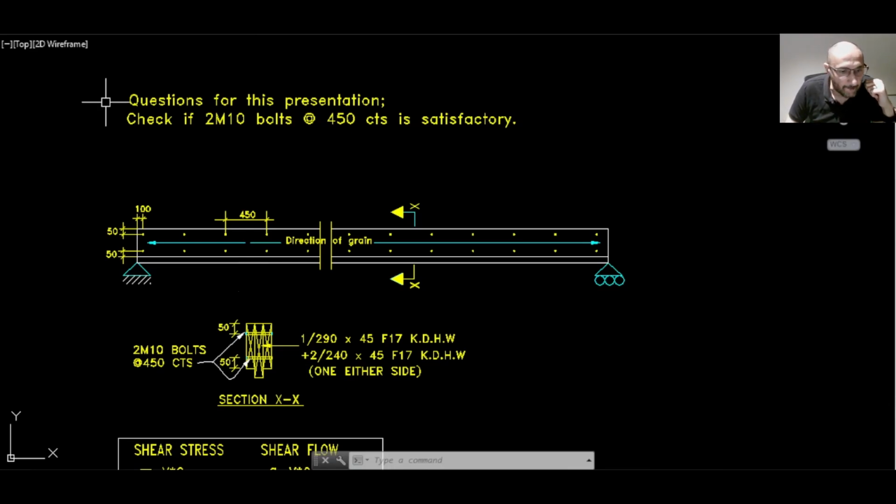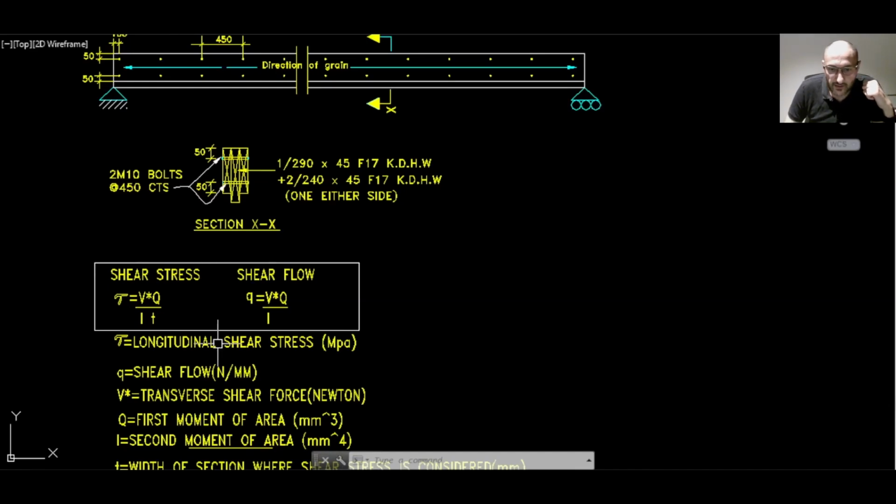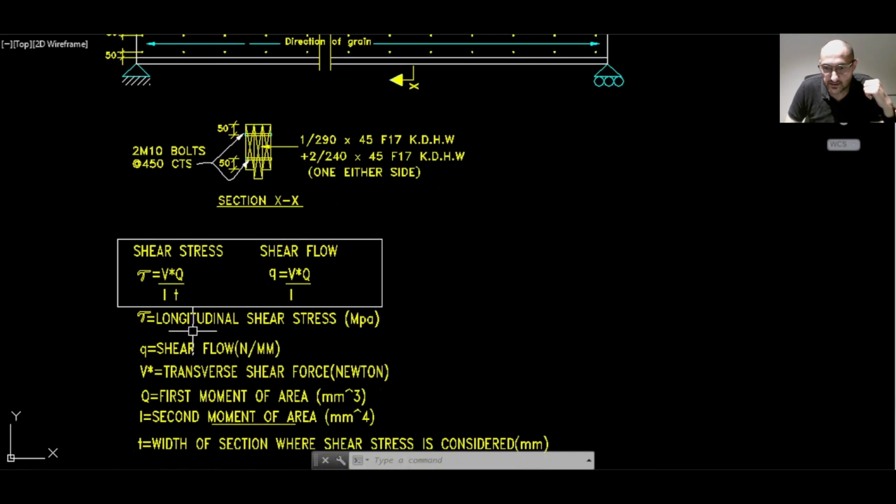Okay, now, so we're all good when it comes to that sense. And of course, the question for this presentation is: check if 2 M10 bolts at 450 centers is satisfactory. All right, now we need to work out the shear stress and the shear flow.